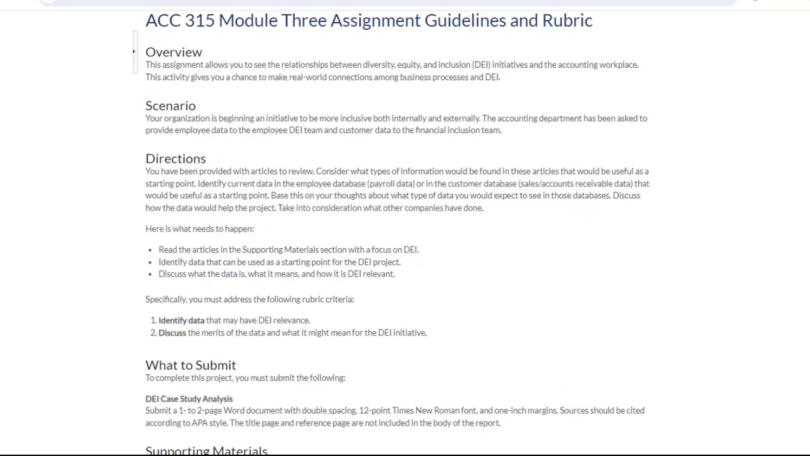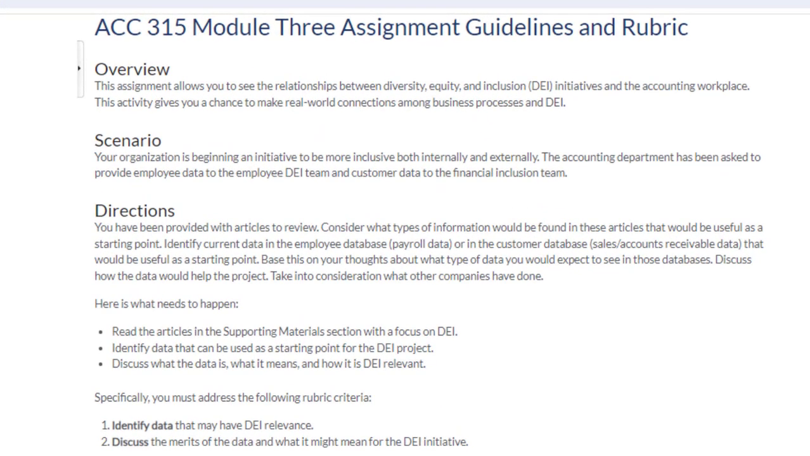Okay, so first of all, an overview of the assignment. You are working on a DEI assignment. That means diversity, equity, and inclusion. We'll call that DEI. Your organization has asked you, as part of the accounting department, to provide what data would be most useful for a DEI initiative from employee data and from customer data. It doesn't tell you what kind of organization it is.